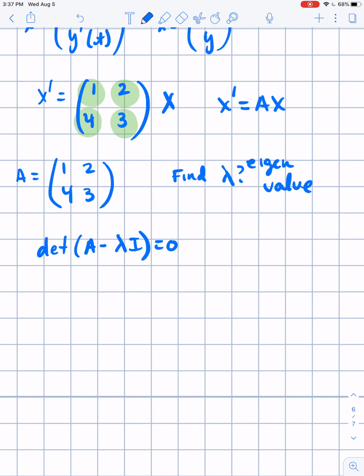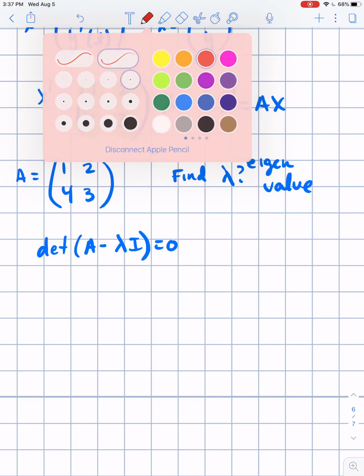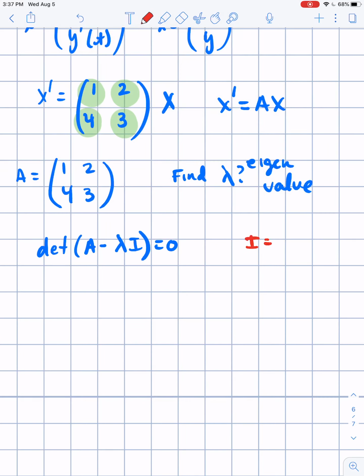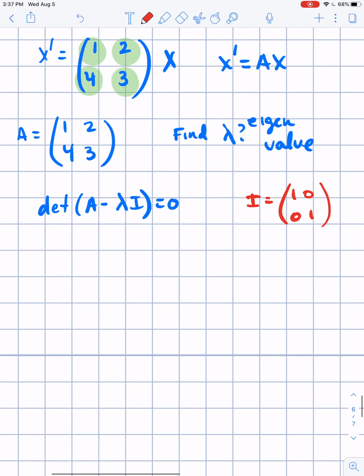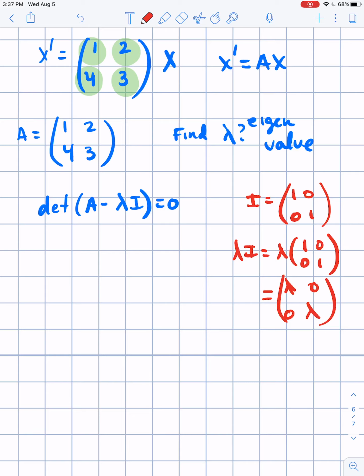and then set that to 0. So a couple things you need to know is what is the identity? Well, the identity is 1, 0, 0, 1. Okay. So whenever you have something like lambda times the identity, that's just going to be lambda times this matrix. And since lambda is just a scalar, it'll be lambda 0, 0, lambda. Okay, so you could use that as well.